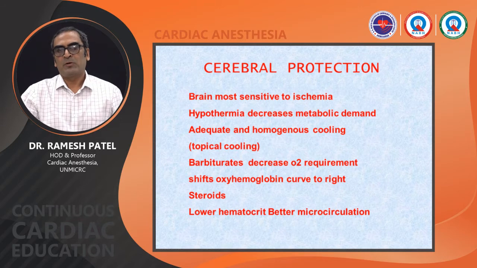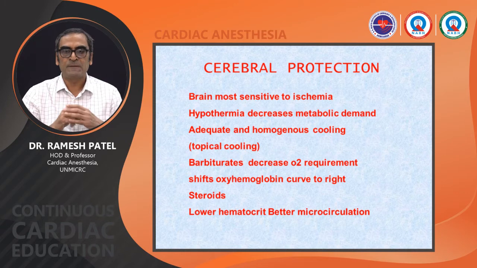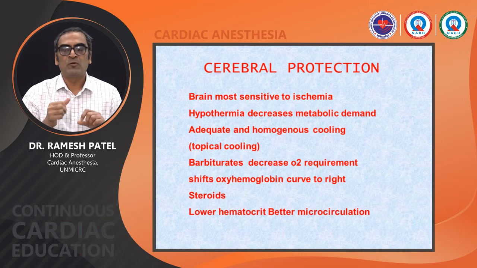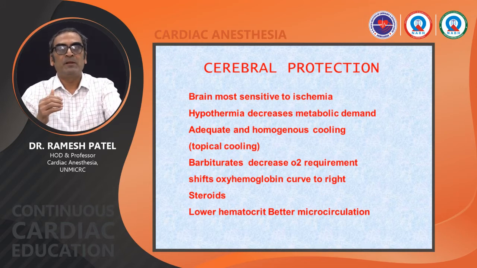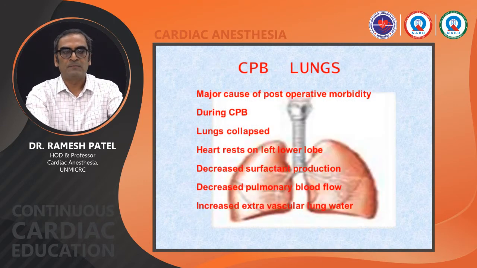We can protect the CNS with a mild degree of hypothermia. Some pharmacological agents are also available, like barbiturates, which shift the oxyhemoglobin curve to the right. In that way we can save the central nervous system. And of course, a lower hematocrit will better perfuse organs, so hemodilution is also helpful in cerebral protection.